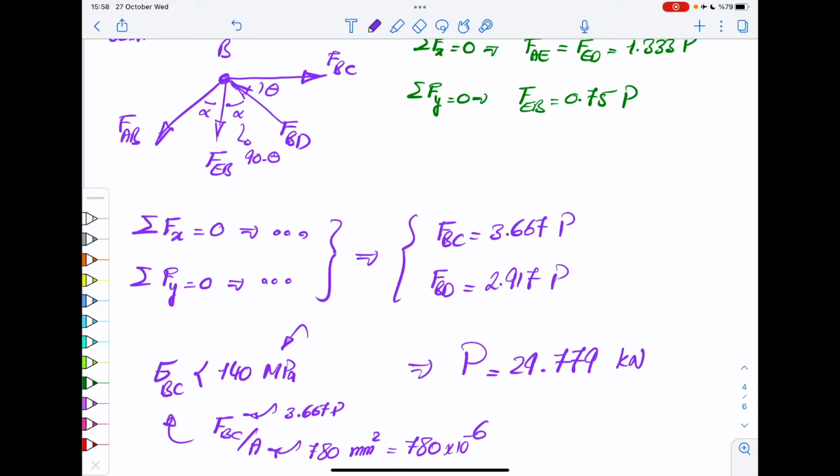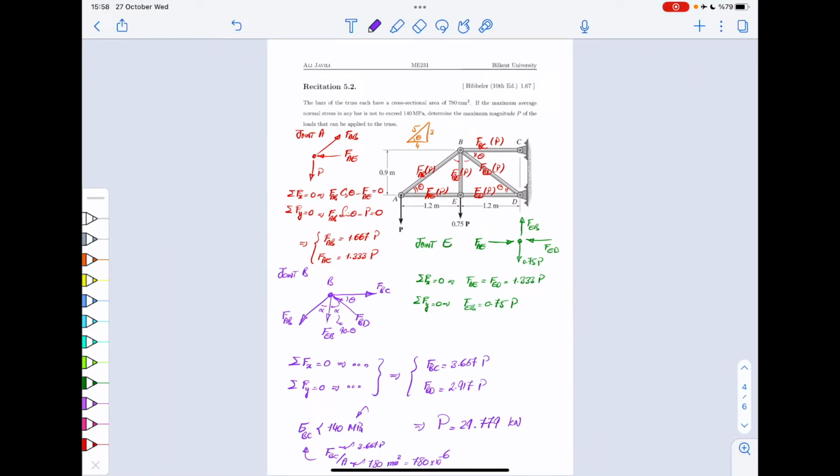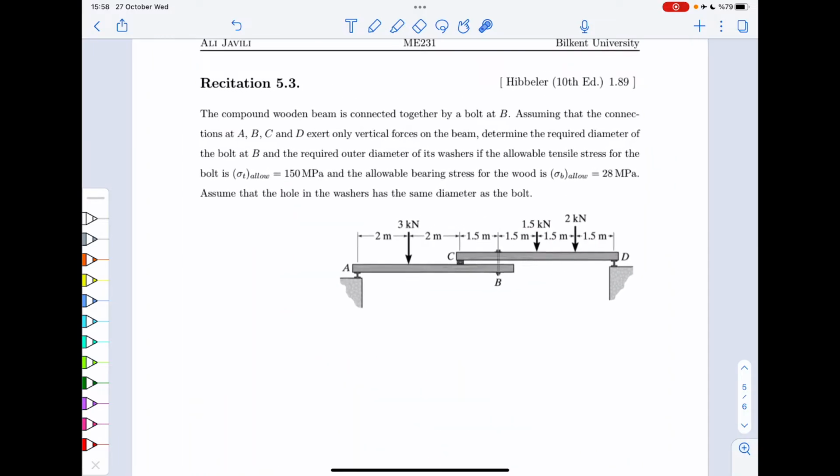All right? So that's it. So that's the maximum force P you can apply, and then all the members would be safe. Because the worst one, the most crucial one, is safe, then the rest of them would be safe too. Any question? All right. If there is no question, then we come to the next one.